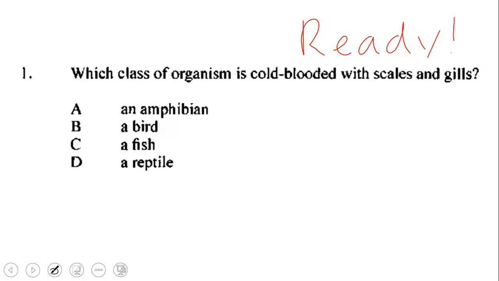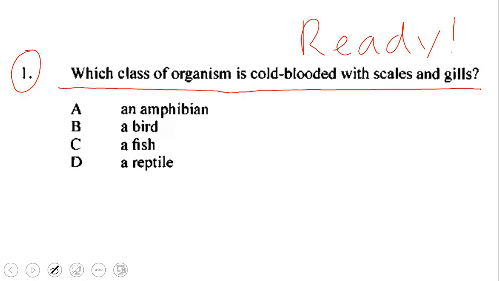We begin by reading the question. Let's read the question. Question number 1 states the following: which class of organism is cold-blooded with scales and gills? Is it A, amphibian? Is it B, a bird? Is it C, a fish? Or is it D, a reptile?